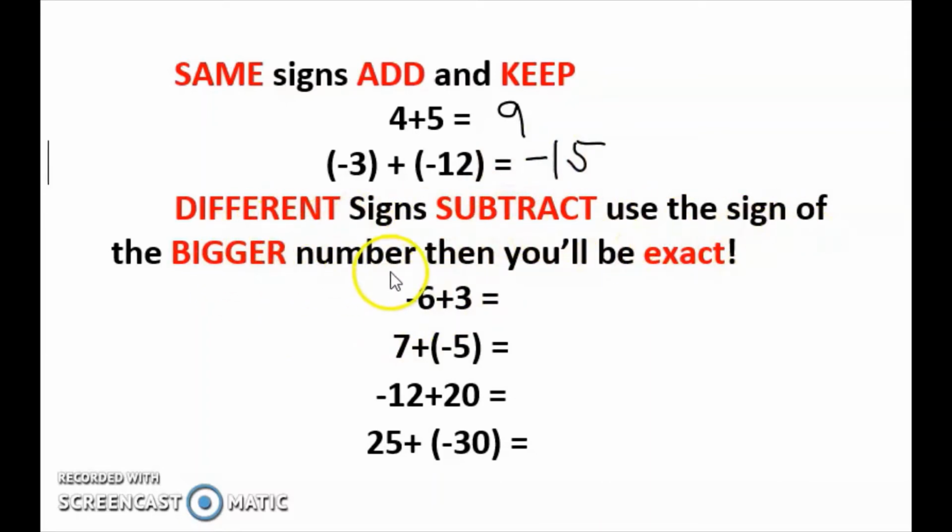Next, different signs subtract. Use the sign of the bigger number. Then, you'll be exact. So, pag different daw yung sign, i-subtract mo, tapos piliin mo yung sign ng bigger number at magiging tama ang sagot mo.